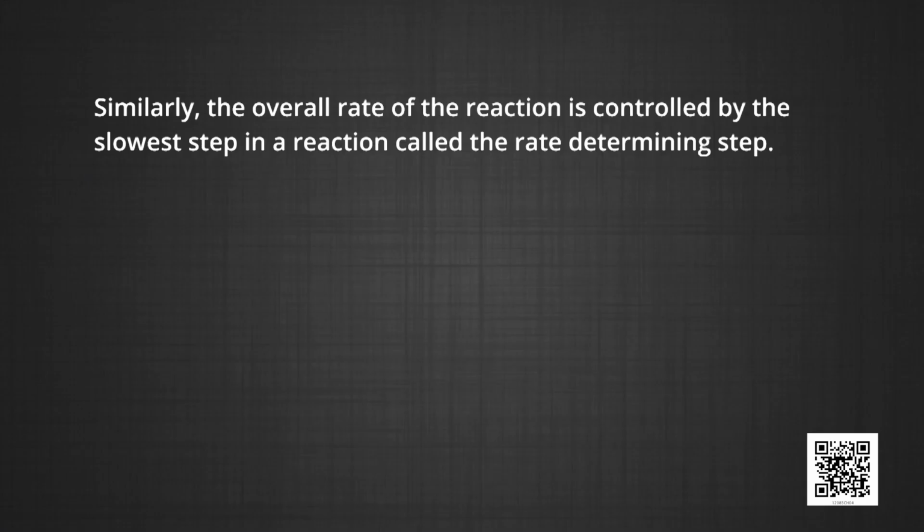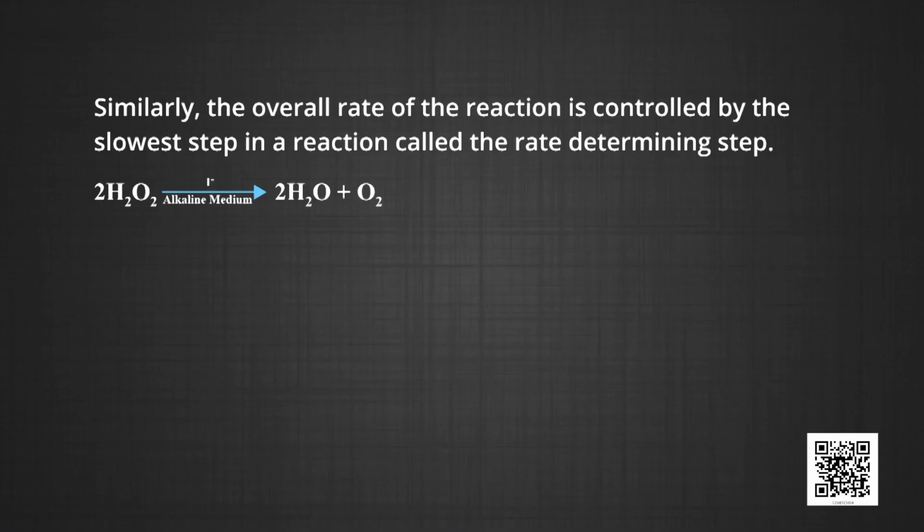For example, the chances of winning a relay race competition by a team depend upon the slowest person in the team. Similarly, the overall rate of the reaction is controlled by the slowest step in a reaction, called the rate determining step. Consider the decomposition of hydrogen peroxide, which is catalyzed by iodide ion in an alkaline medium.